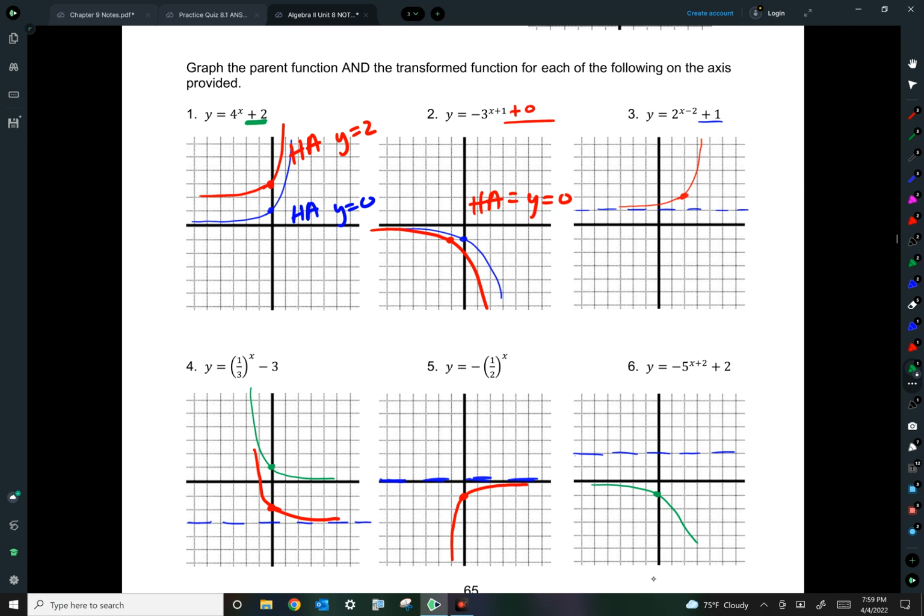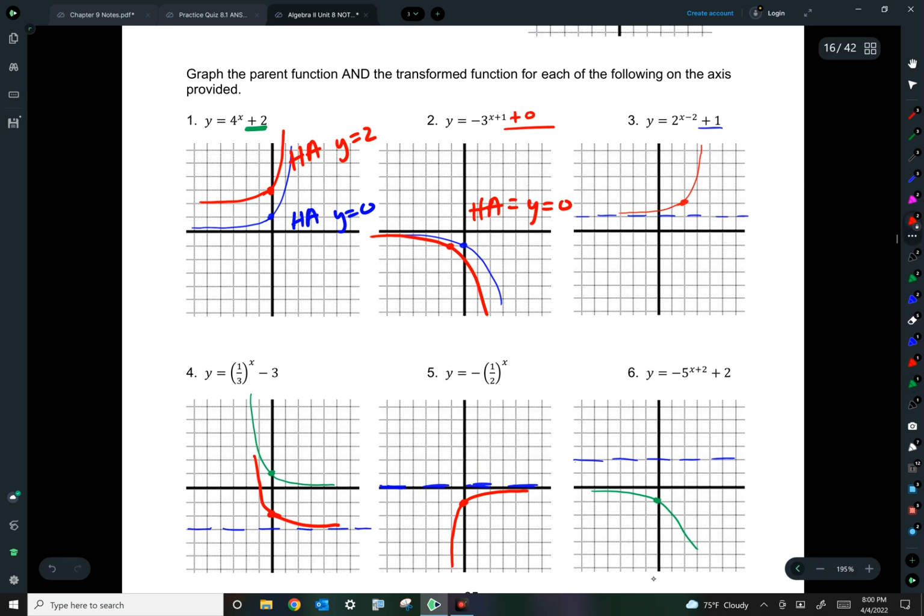Now I can move it up, down, left, and right. So the +2 in the exponent moves it to the left 2. And then the +2 out at the end moves it up 2. So I'm going to go left 2, up 2. So that's my new point. You can see the direction it's going. So it's leveling off right here at that horizontal asymptote and then heading down.